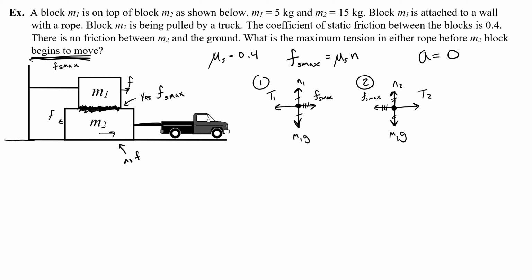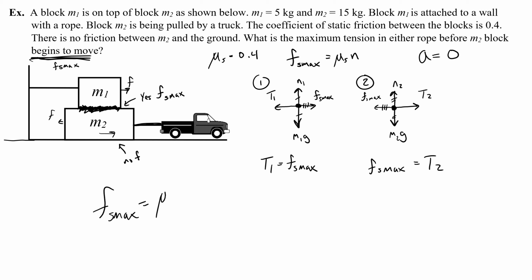Okay, so that means T1 equals F_s max, if I look at the free body diagram on block 1, and F_s max equals T2. So first of all, this tells us that the tensions are equal. And the other thing that we need to do, in order to figure out their magnitude, is just calculate F_s max.